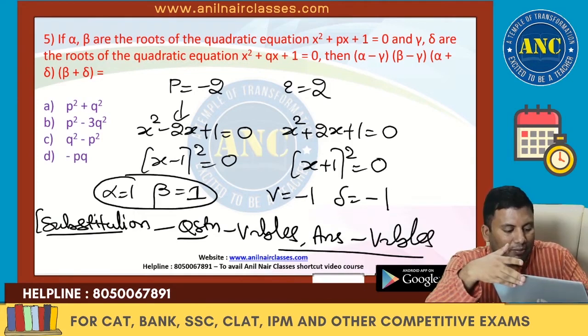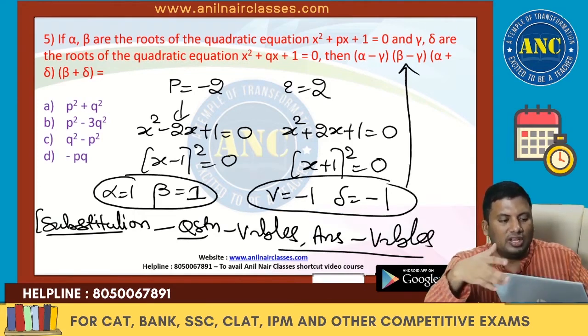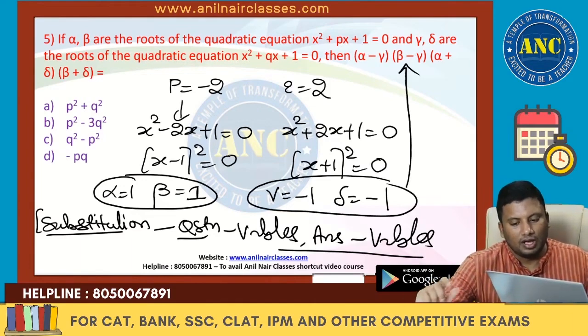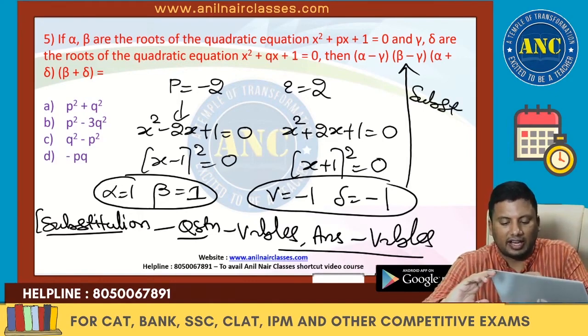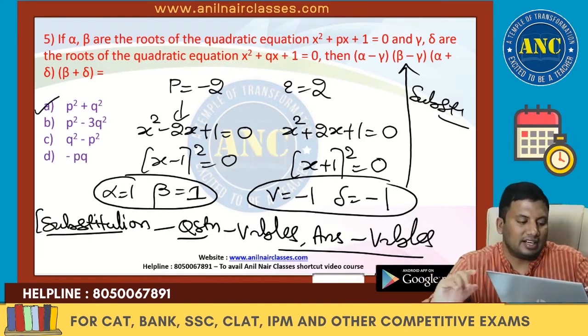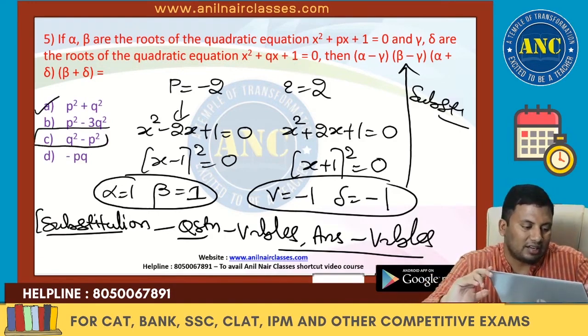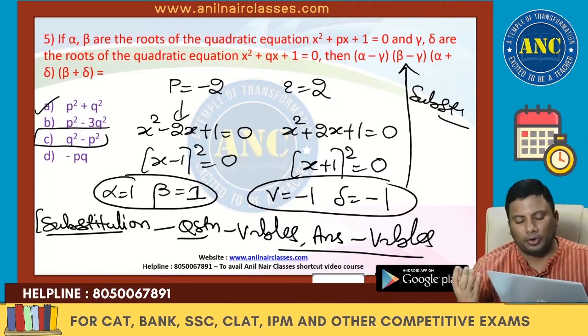Substitute alpha 1, beta 1, gamma minus 1, delta minus 1 in this equation. So, alpha minus gamma, 1 minus of minus 1, 1 minus of minus 1. Substitute it, get the answer. Substitute p and q values, get the answer. That will be the answer. Answer for this question is C, q square minus p square. I hope you can do it.